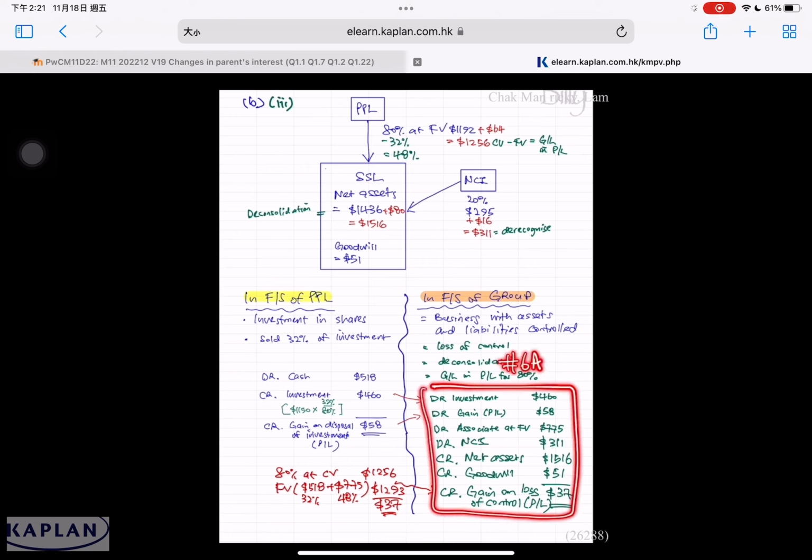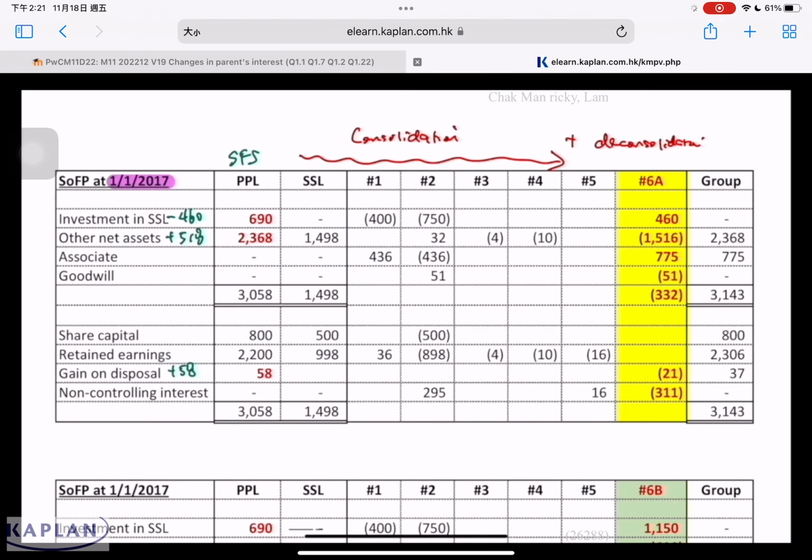Entry number 6A. First, we must reverse the 460, add it back. If you don't add it back, this will become negative. So we must add it back. Second entry is that we have to reverse this gain, minus 58, reverse the gain. Because at the group level, we say the gain is not 58. The gain at the group level should be 37. Plus 37, that's why the net amount is equal to 21.